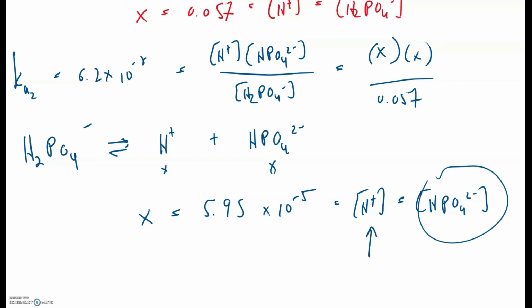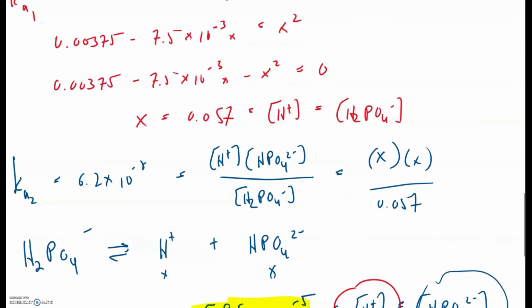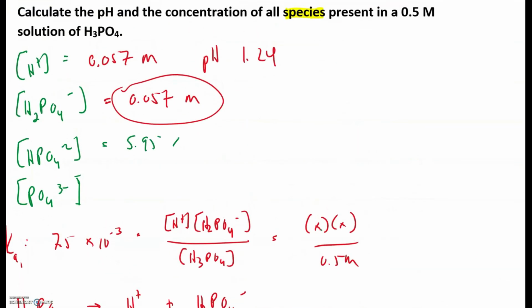Now, we know this. Are we going to add this to 0.057? Take out your calculator and add 5.95 times 10 to the negative fifth to 0.057 and see if you get a difference. And you don't. That means that this value for x is only going to apply to this guy because all the H plus in solution came from the first dissociation. So HPO4 2 minus is 5.95 times 10 to the negative fifth molar.